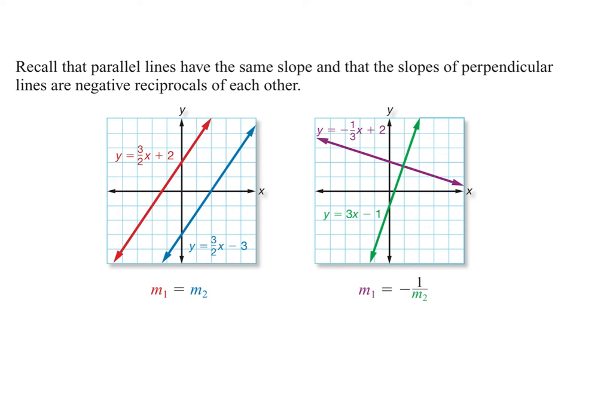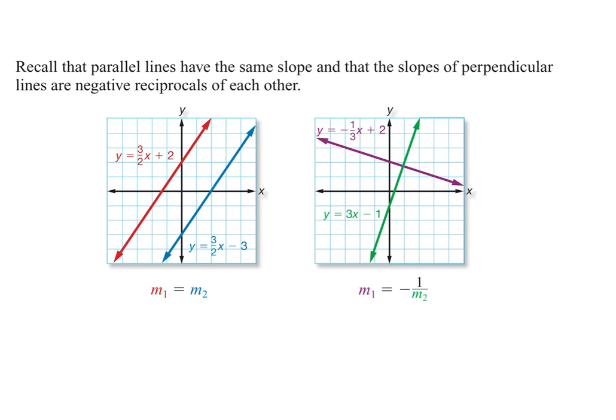So as long as they're not the same line, they have the same slope. And then perpendicular lines, their slopes are negative reciprocals of each other. So for a perpendicular line, you have to flip the slope and negate it. By negate, I mean change the sign. So if it's positive, it becomes negative. If it's negative, it becomes positive, okay? So you'll notice these lines here. This was a positive 3/2 slope, a positive 3/2 slope. They are parallel lines. We have a negative 1/3 slope with a positive 3 slope. Those are perpendicular lines, okay? And so that's how those will always work.